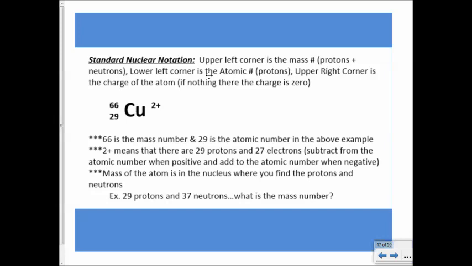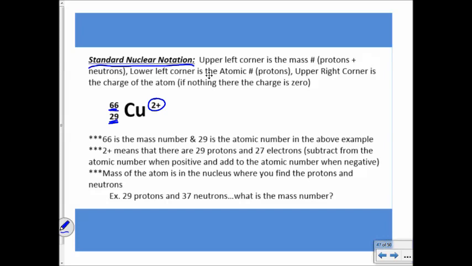Standard nuclear notation up here, using the symbol and the different numbers. Upper left corner is always the mass number, lower left corner is always the atomic number or protons. Upper right corner is always going to denote a charge. If there's nothing in the upper right corner, that means the charge is 0. It's an understood 0, a neutral atom.